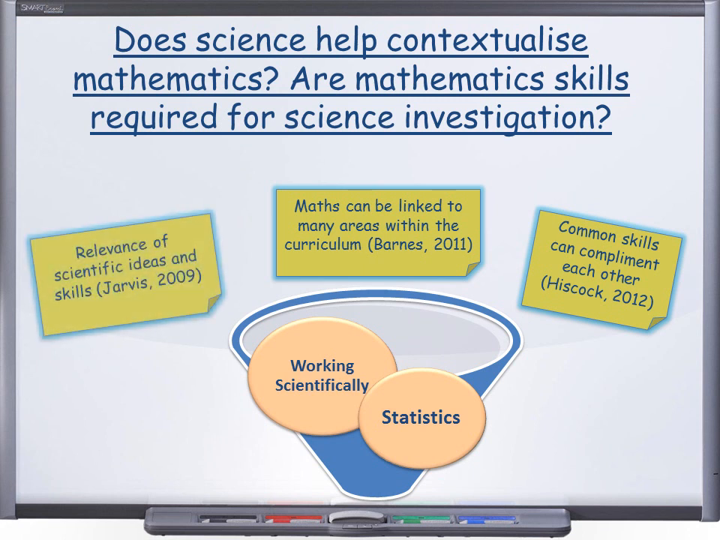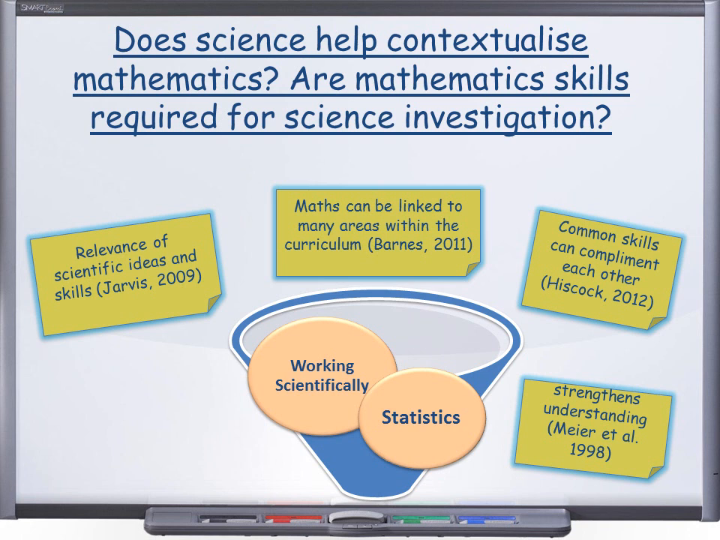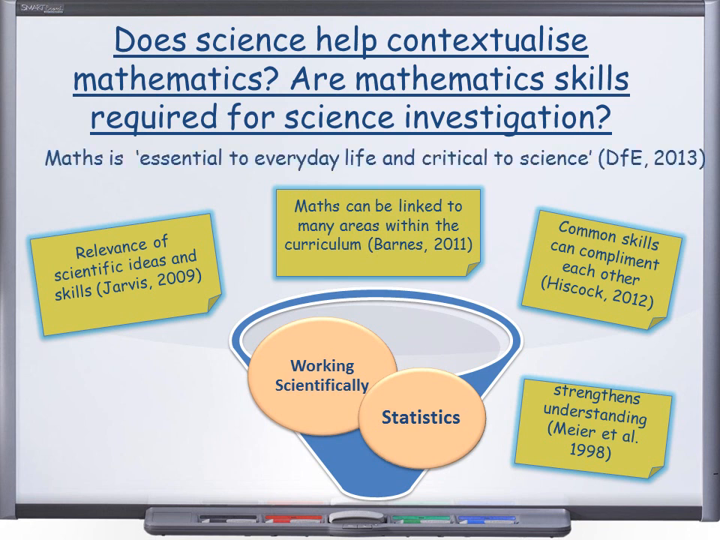Jarvis 2009 highlights that developing effective cross-curricular links helps children to appreciate the relevance of scientific ideas and skills. There are many connections and applications that link science and mathematics, and integrating the two subjects can help strengthen understanding. This is supported by the National Curriculum 2013. It states in the Mathematics Purpose of Study that maths is essential to everyday life and critical to science. The abstract nature of maths can provide difficulties for children, particularly if they struggle to see the relevance of maths to their everyday lives.